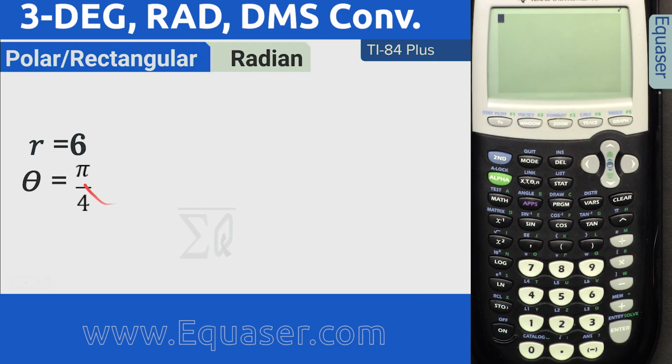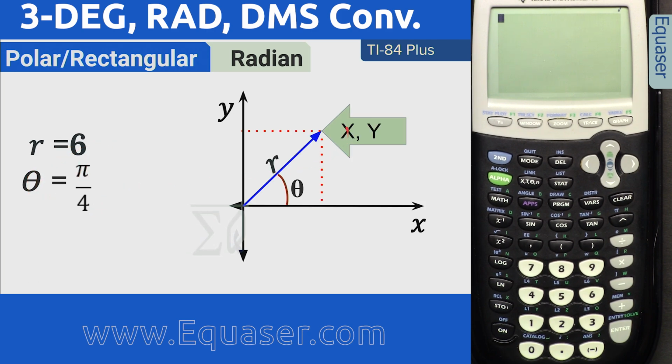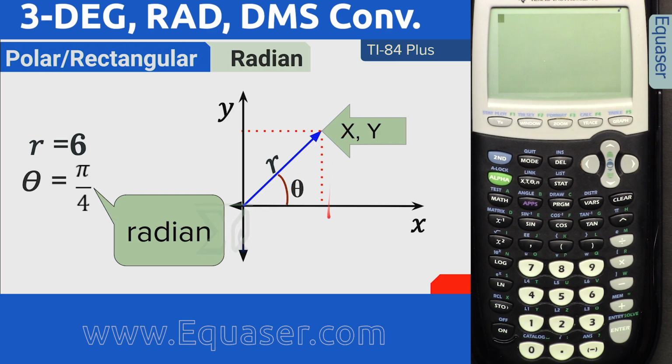Now if we have the unit in radian, r is equal to 6 and theta is pi over 4 radian in this case, and we want to find the coordinate x. Because this is just an example, with pi over 4, x and y should be equal because this is 45 degrees, the vector. Pi over 4 is here and this is pi over 2. So let's find out x and y.